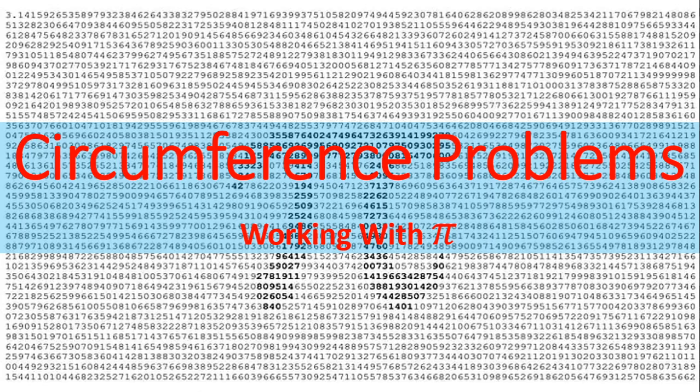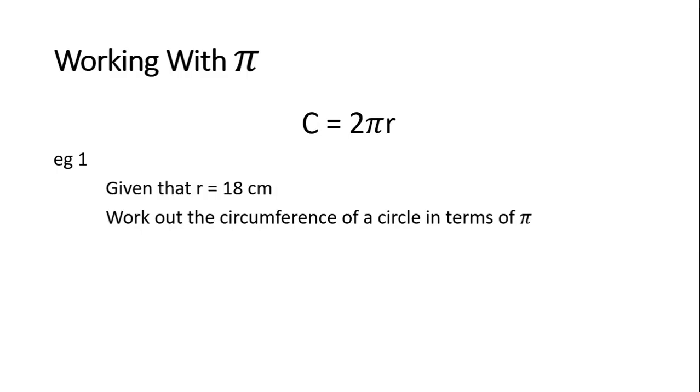Guys, today we're looking at some circumference problems working with pi, so working out exact answers, not rounded answers. Let's get started with some simple examples. Remember that the circumference formula is 2 times pi times the radius. So given that the radius is 18 centimeters, work out the circumference of the circle in terms of pi.